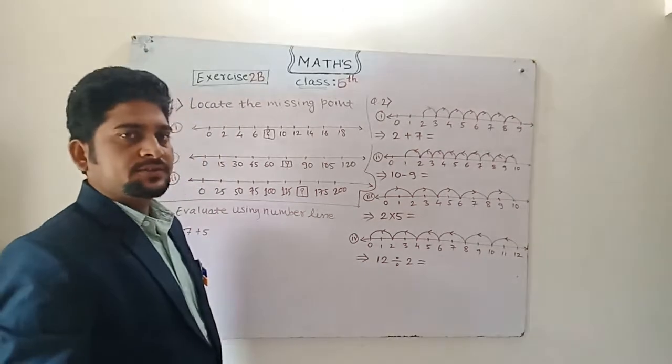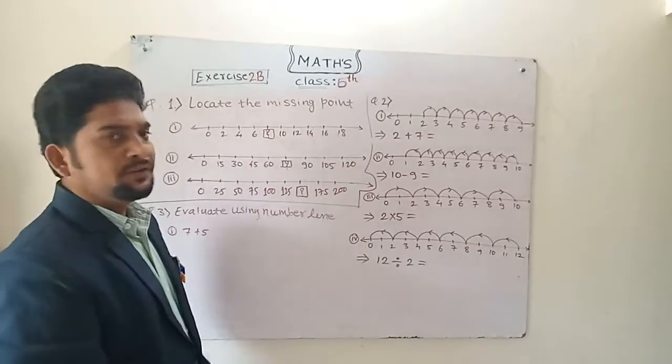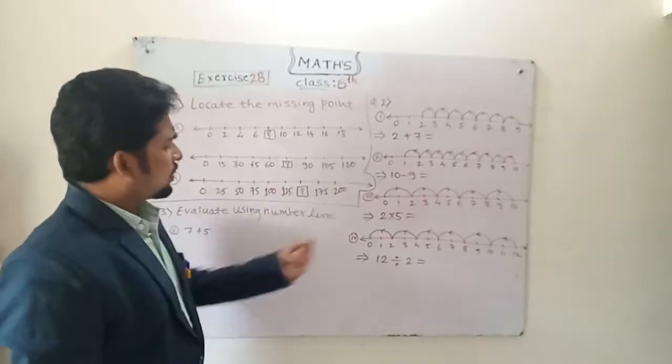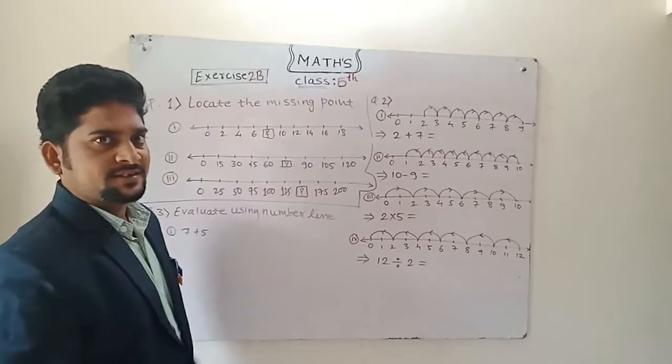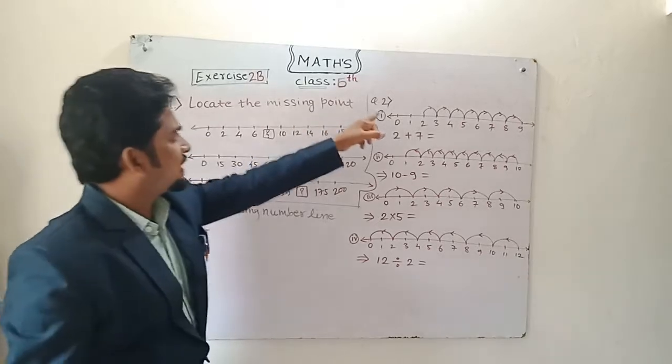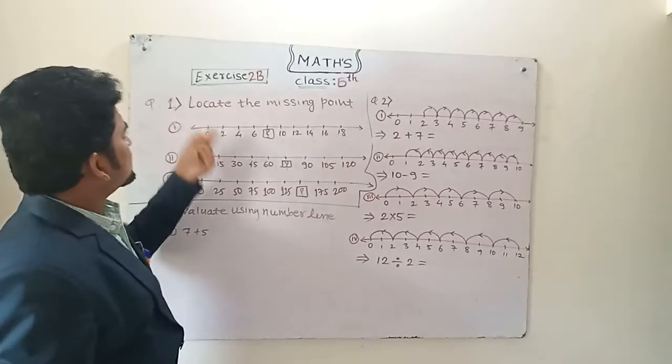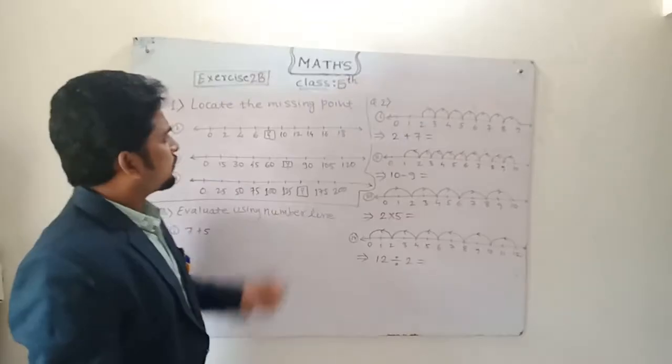Very good morning, students. Today we will start our new exercise, that is 2V. Here we will see all the questions from this exercise: question first, second, and question third. Question number first is to locate the missing points on the number line.